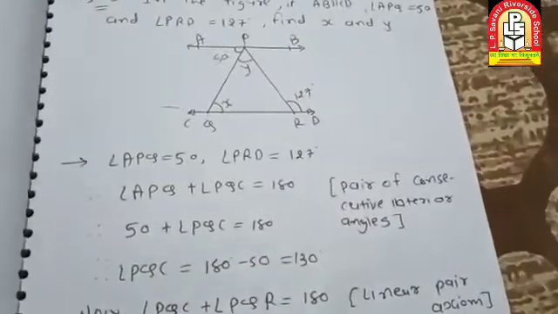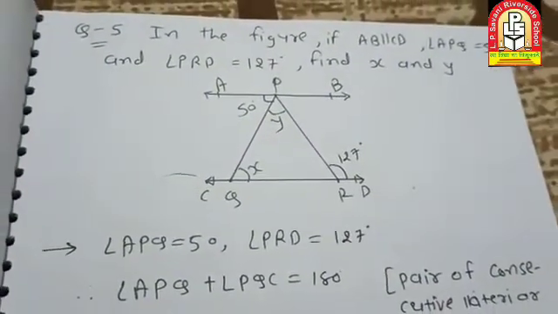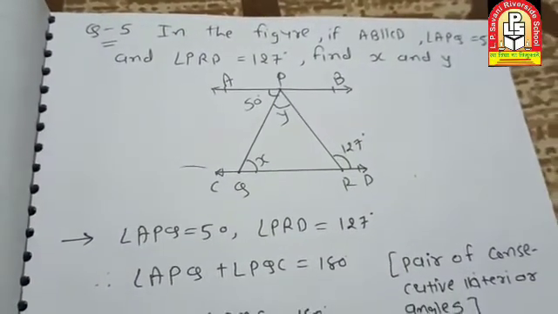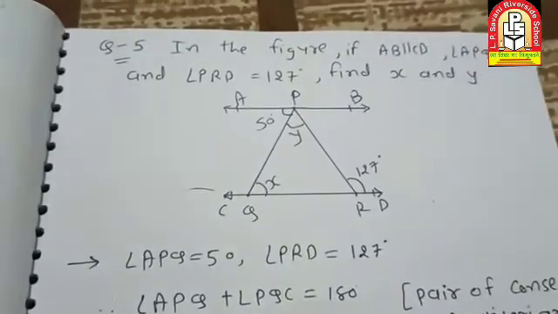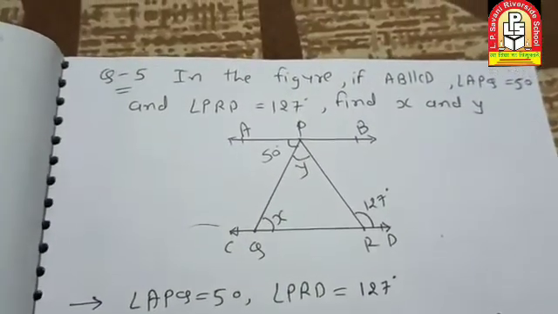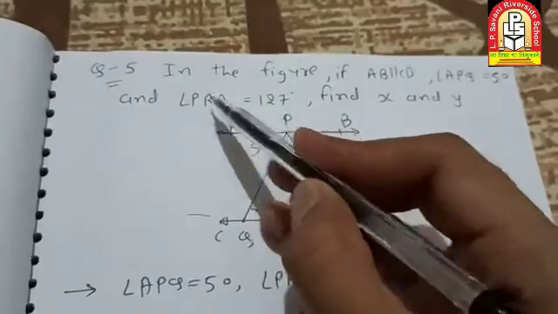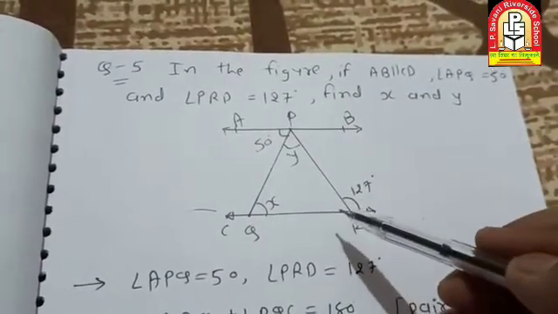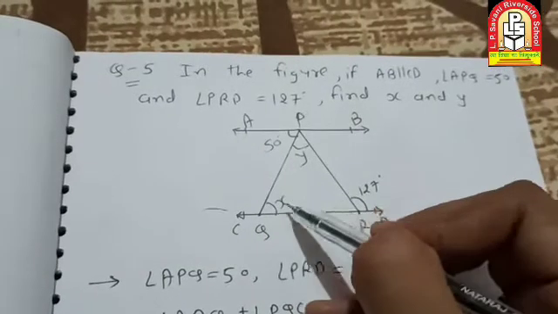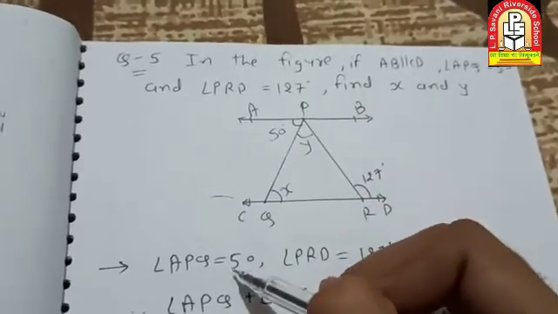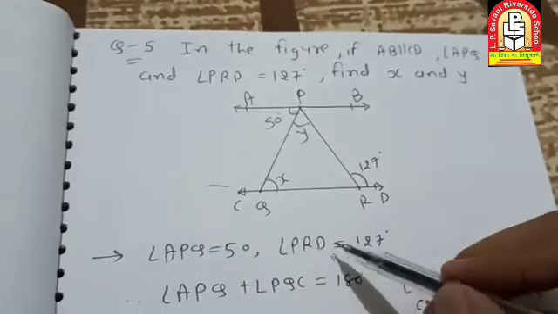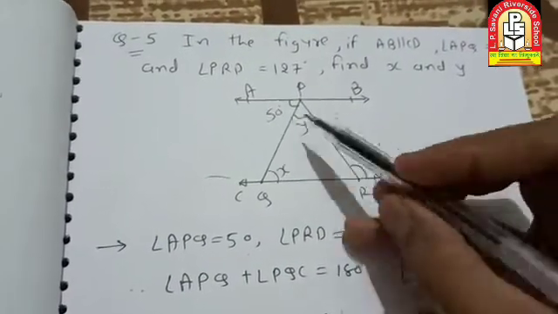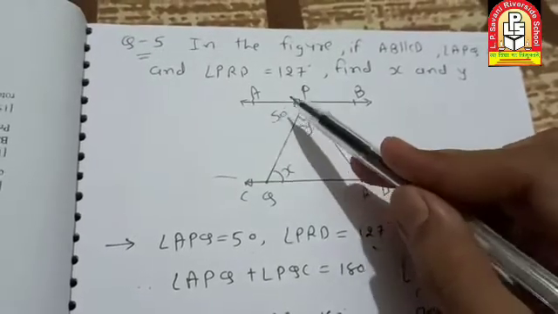Question number 5. In the figure, if AB is parallel to CD, angle APQ is equal to 50 and angle PRD is 127. Find x and y here. Okay, we have to find angles x and y. APQ is equal to 50, PRD is equal to 127. These two angles are given in the figure.